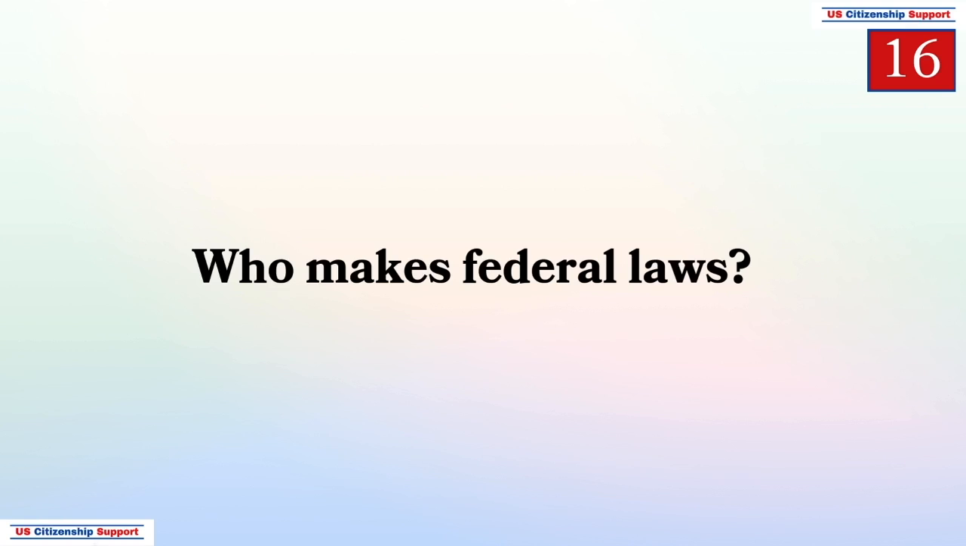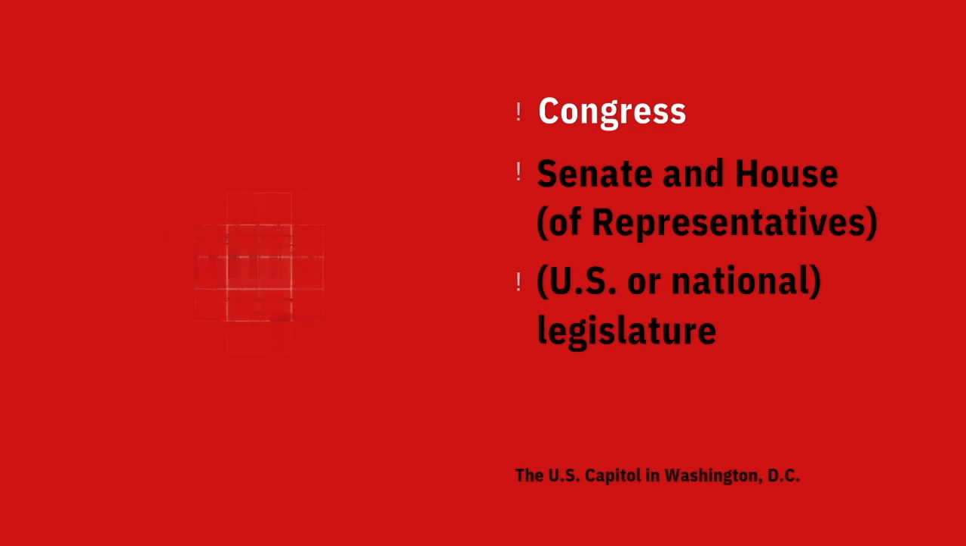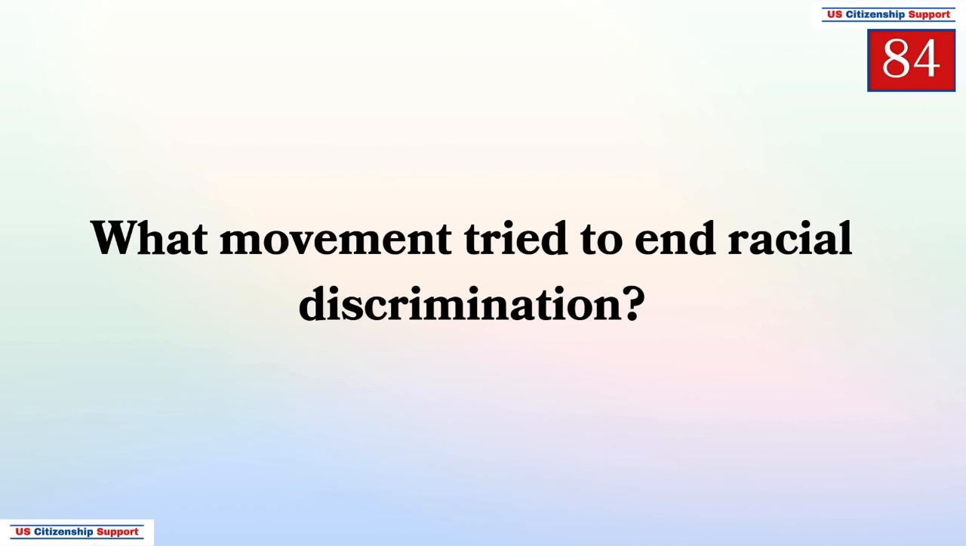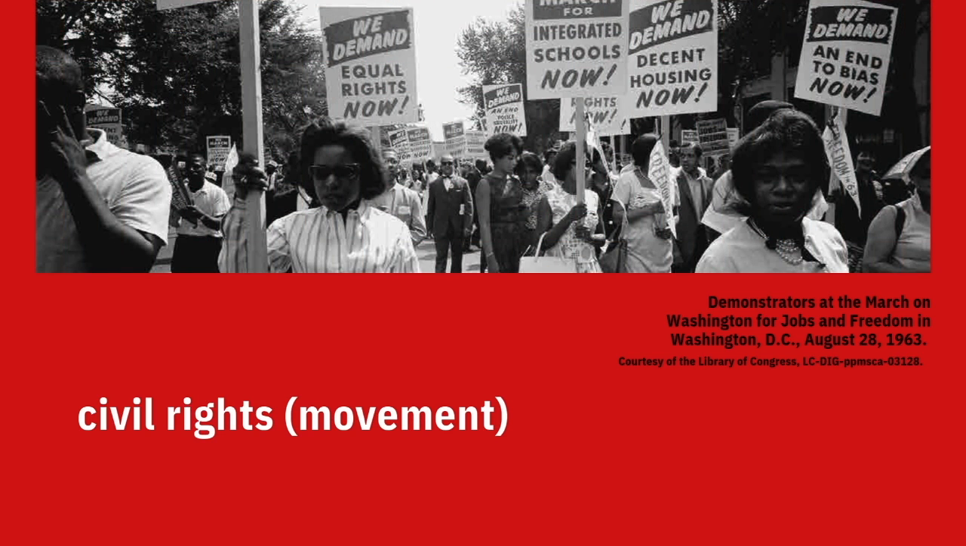Who makes federal laws? Congress. What movement tried to end racial discrimination? Civil rights movement.